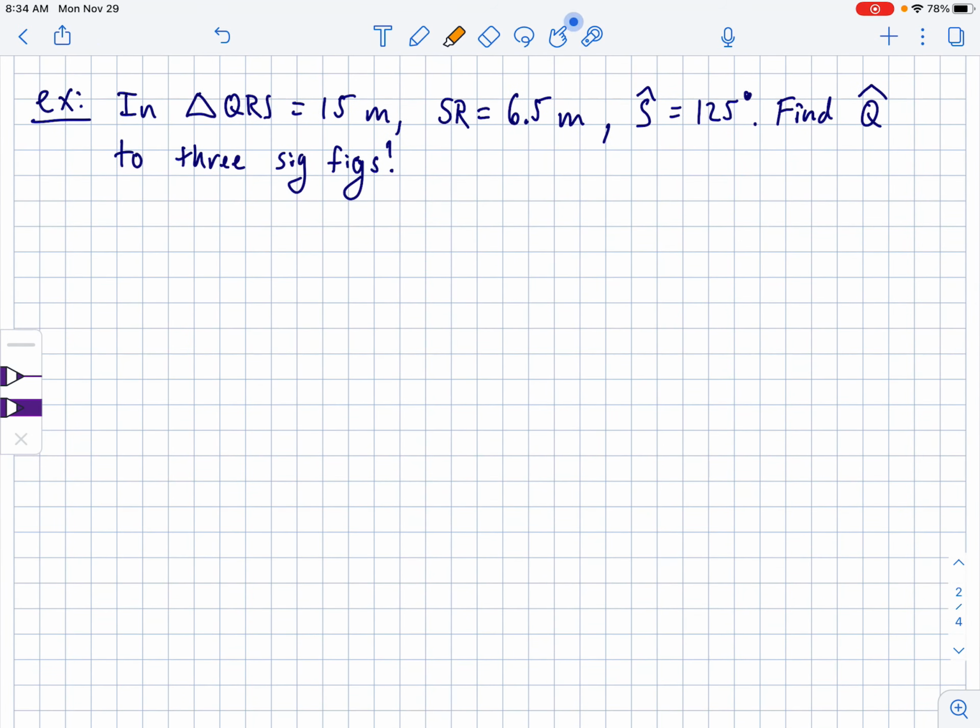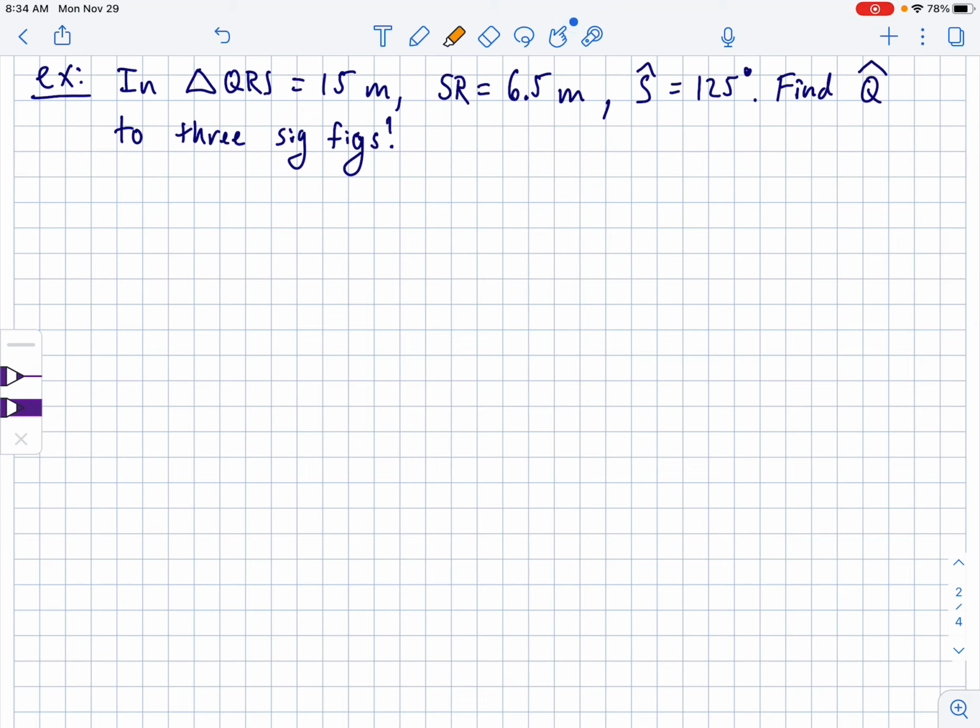Okay, the general gist with all these problems is that they sometimes will not give you a picture. They'll just describe a triangle and then ask you to find certain parts of it. So this says in triangle QRS. So this means complete triangle QRS.